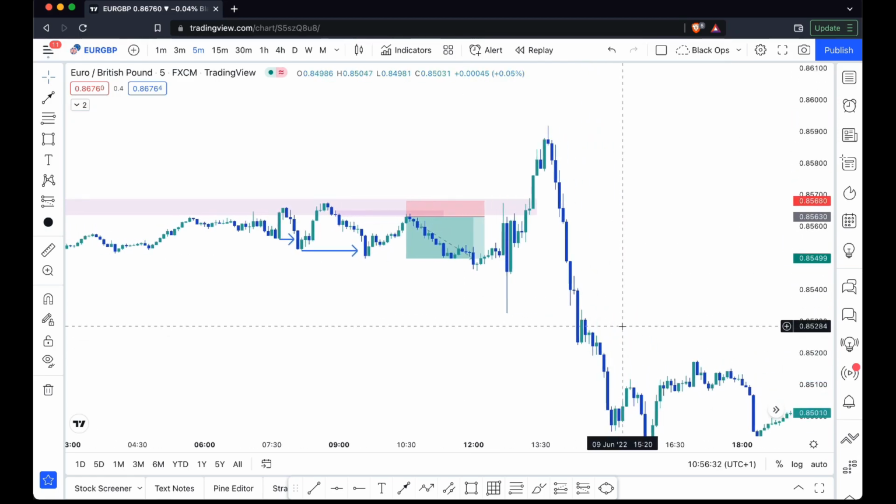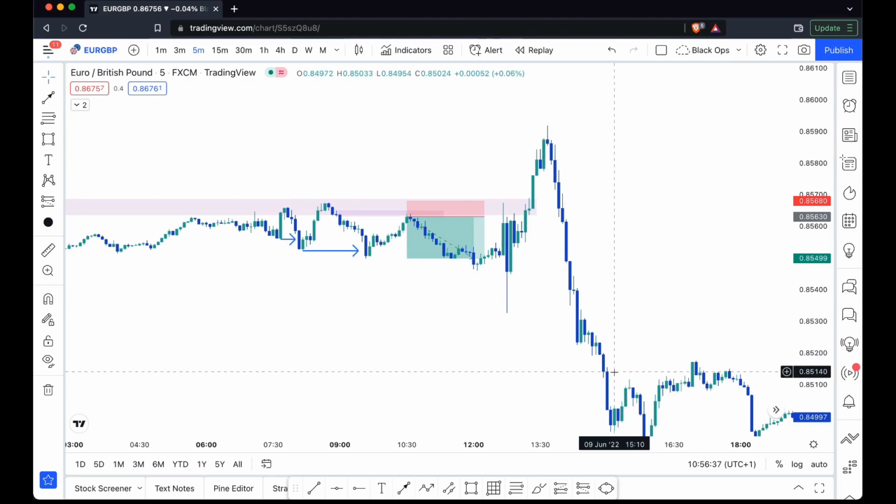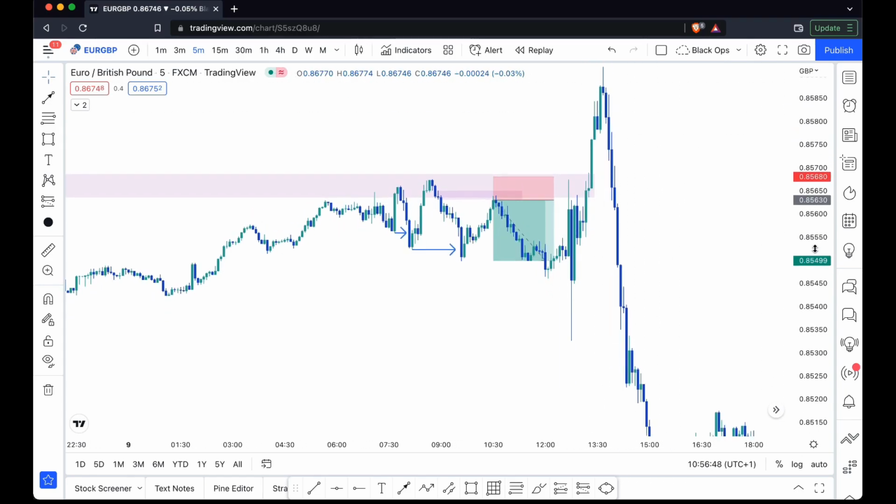Now, as we also can see, after the news event, we had a bullish movement and then price continued to the downside, which shows that my trade idea was correct. Price was to continue to the downside, but the only thing that affected this trade was a news event.